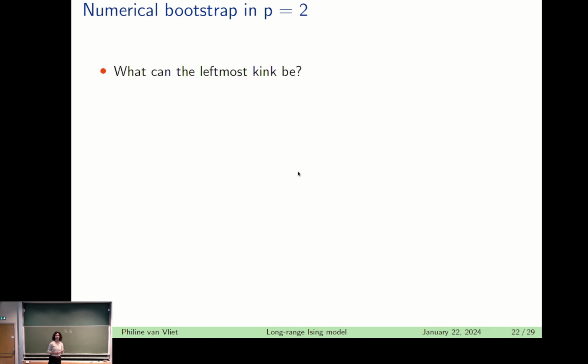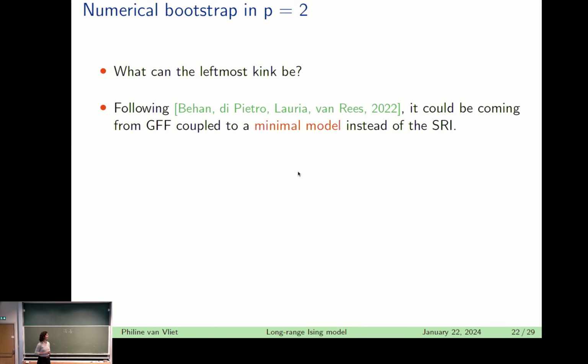Okay, now one open question is what this leftmost kink would actually correspond to. One idea that was already observed in a previous paper was that it could be coming from a GFF coupled to a minimal model instead of the short-range Ising model. In principle, nothing prohibits you from making such a construction, and it would also lead to a non-local model that could be picked up by the numerics. But then, of course, for different values than the short-range Ising model.